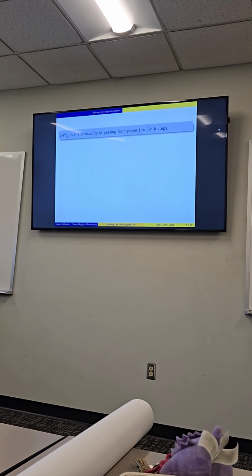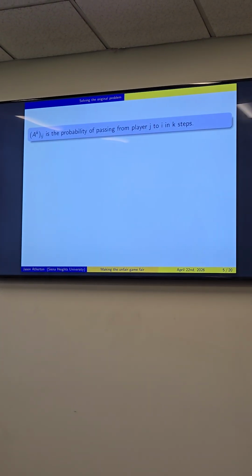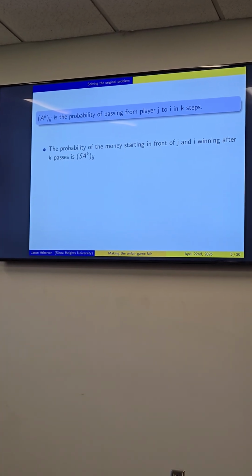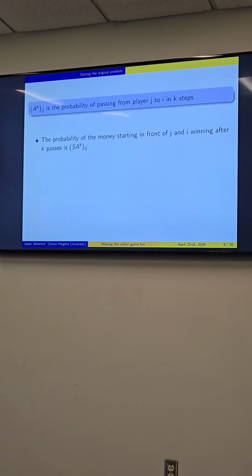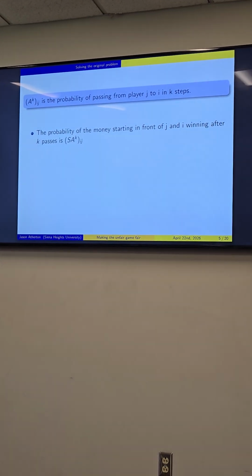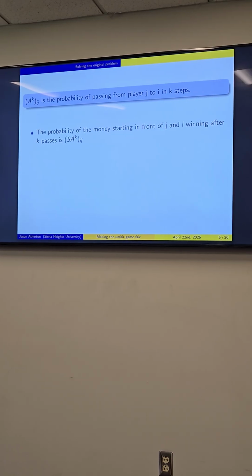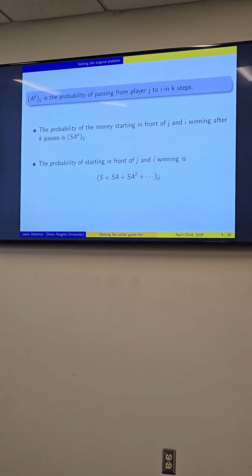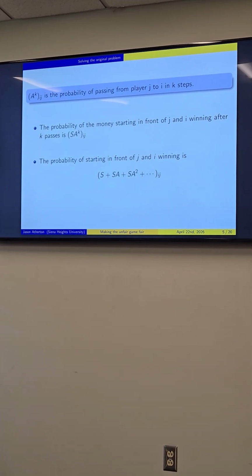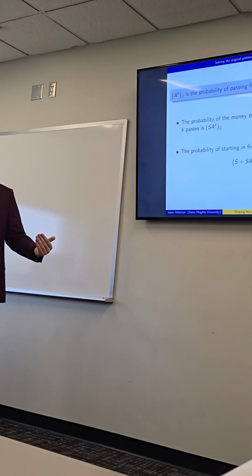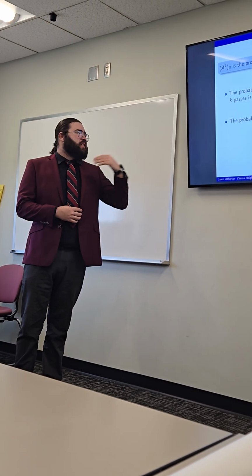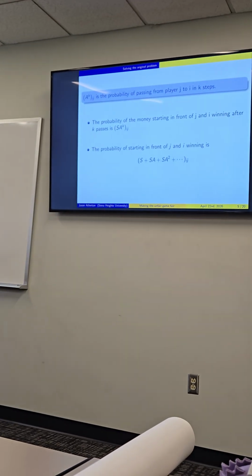So we have the idea that (A^k)_ij is the probability of passing from player j to player i in k overall steps. Therefore, the probability of the money starting in front of player j and player i winning after k number of passes would be S times A^k. So the probability of starting in front of player j and i winning is the identity matrix times the starting matrix plus the starting matrix times the passing plus the starting matrix times the passing squared, and so on and so forth until however many steps we want.